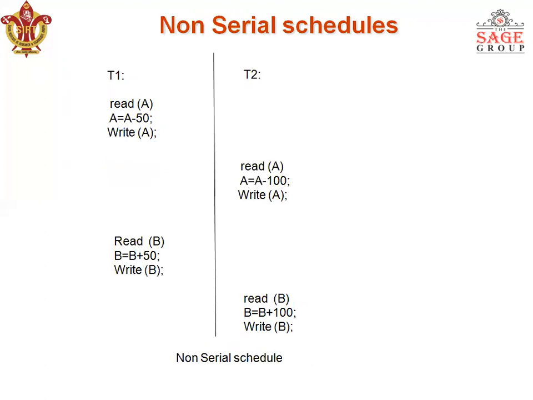If we talk about non-serial schedule, in this example T1 has completed some portion of its operation. After that, whenever the variable A is free, T2 immediately proceeds, and half of T2 is completed. Now T1 comes back into memory and completes its execution, and after that T2. So it is a kind of non-serial schedule, or we can say a parallel schedule.